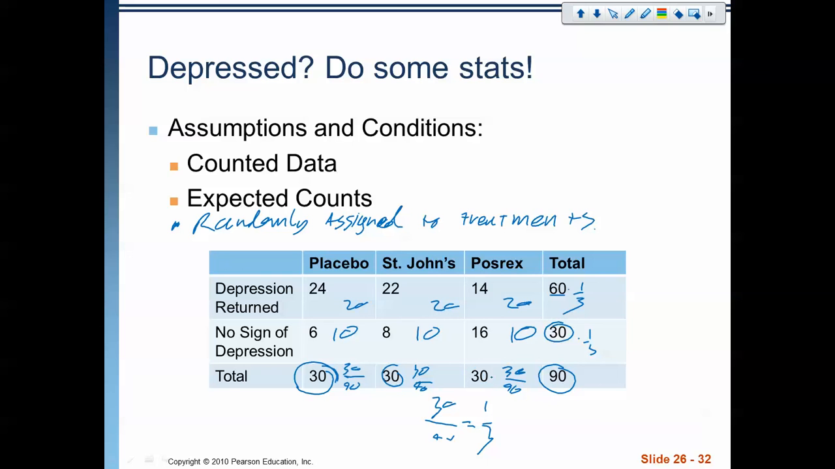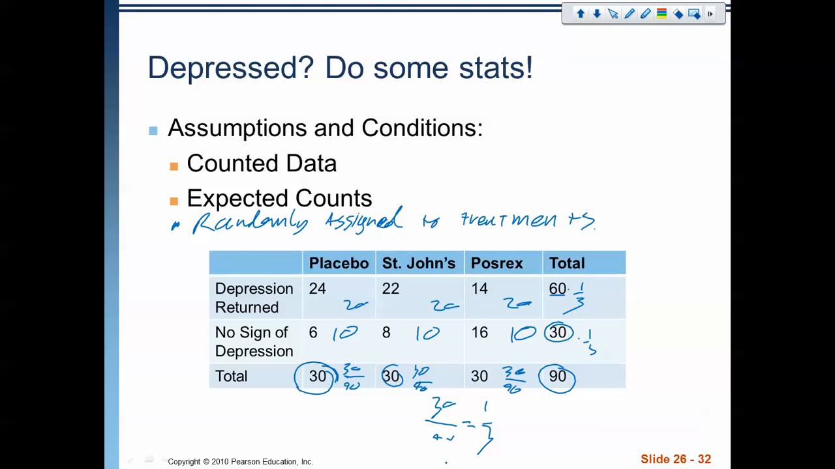If this was like 40 instead of 30, then we would have 40 out of 90, and we would multiply 30 by 4 over 9, and this one by 4 over 9 as well, to find that one. So we're just taking the proportions of the totals and multiplying it by the other total to find what each of these is going to be.